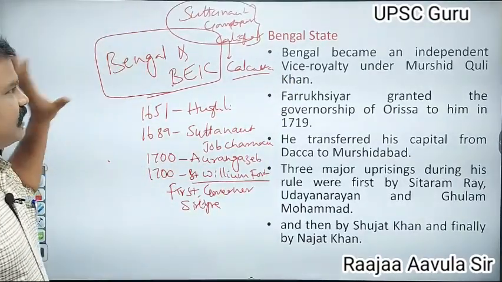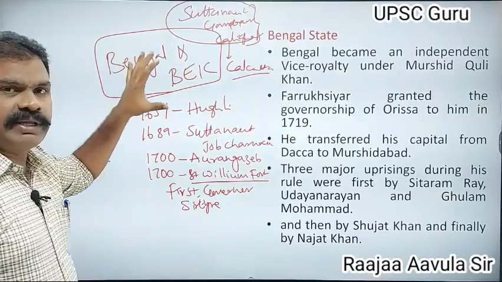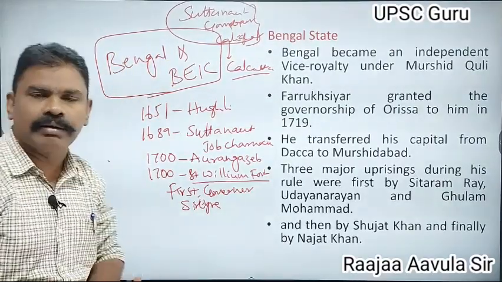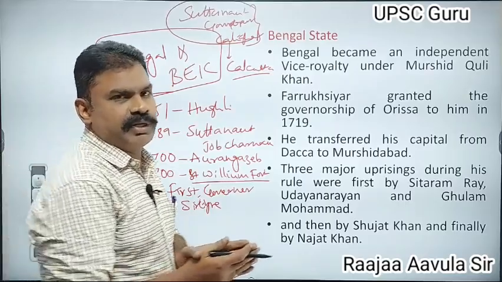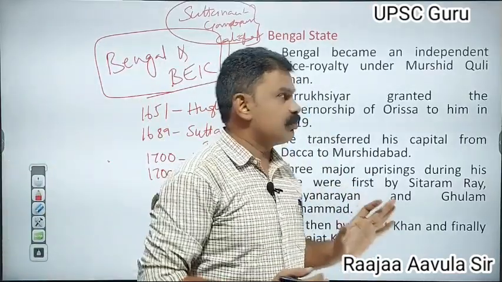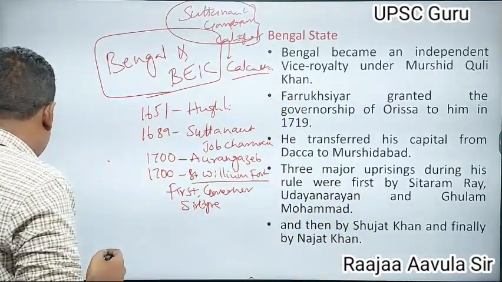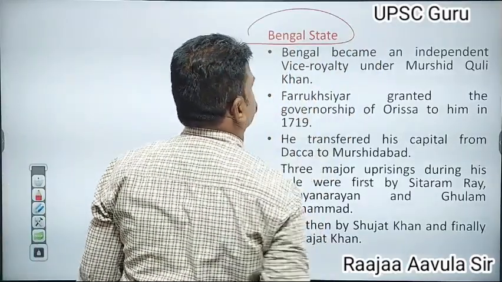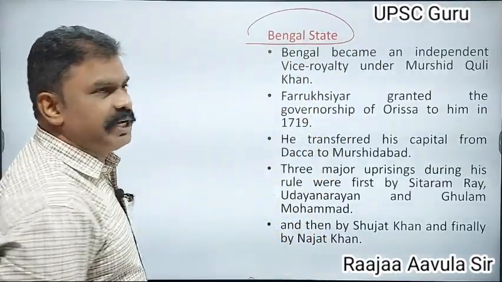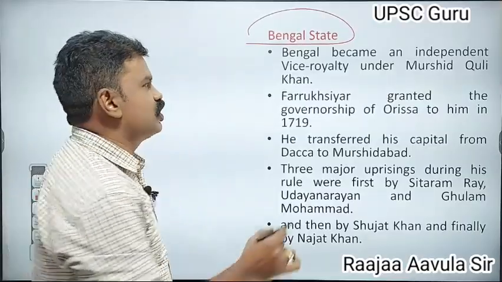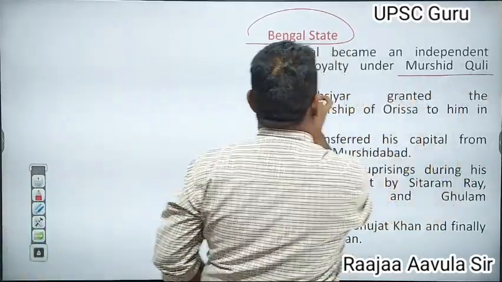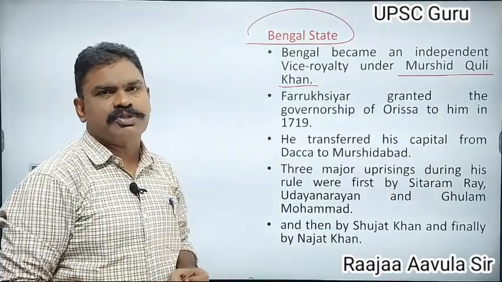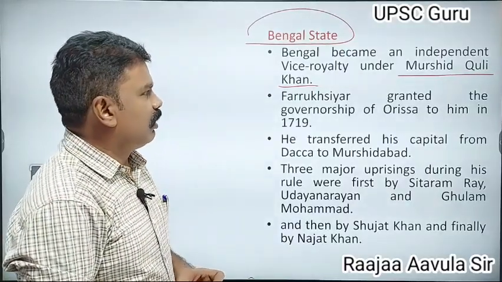So this is about the British East India Company and Bengal, the relationship between the East India Company and Bengal. Next, coming to the Bengal Nawabs. Here we will discuss the Bengal Nawabs. The Bengal state became an independent state under Murshid Quli Khan. He was appointed as the Subedar of Bengal.